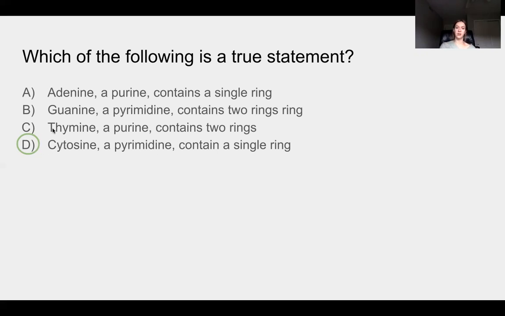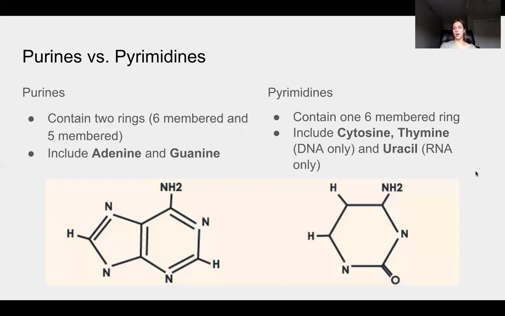So again, if you knew that, you could get rid of C here and you'd be left with D and A. And then purines contain 2 rings and pyrimidines only contain 1. So that is why D here is our correct answer. So yeah, basically just went over this, but here's the structure.